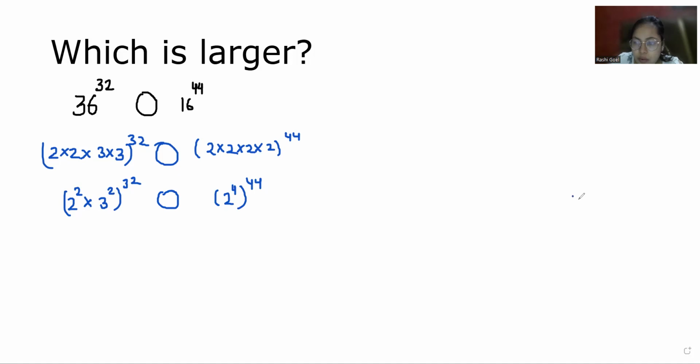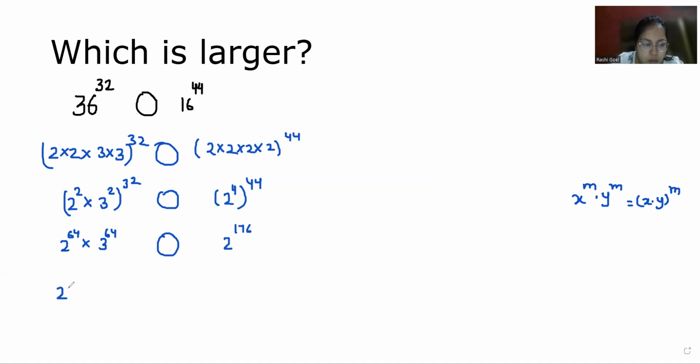Now according to the exponent rule, x power m times y power m, we can write it as (x times y) whole power m. So 2 power 2 times 32 is 64, times 3 power 2 times 32 is 64. And here 2 power 4 times 44 is 176. So 2 power 64 times 3 power 64.